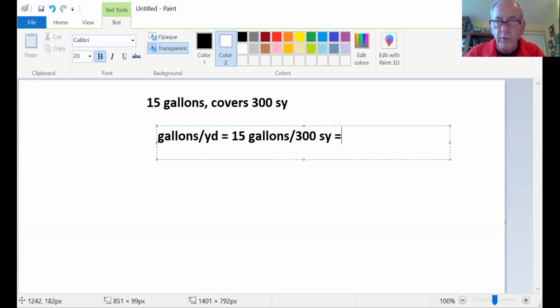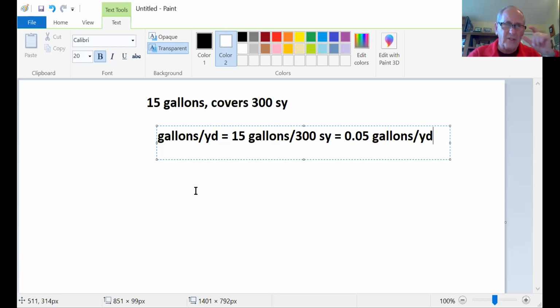That's 1/20th or 0.05 gallons per yard. If you guys had taken care of your units, you would have realized you got the wrong answer. Because you would have had, well, it's yards per gallon. Well, that's not what he wanted. He didn't want yards per gallon. He wanted gallons per yard. So that's why it had to be like this, right?